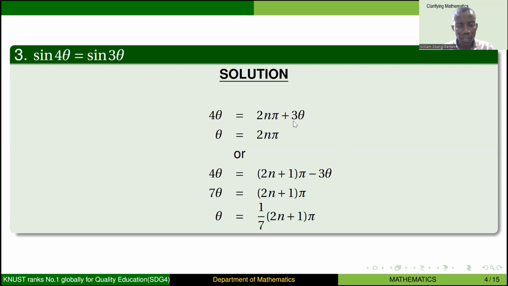So we have this one, 4 theta being equal to this. We shall subtract 3 theta from both sides. We shall subtract 3 theta from this, and this will be cleared. We shall get this on this side. 4 theta minus 3 theta gives us theta. So this is the first part. The second part is that we shall write 4 theta equals 2n plus 1 times pi minus 3 theta. So we shall add 3 theta to this side, 3 theta to that side.